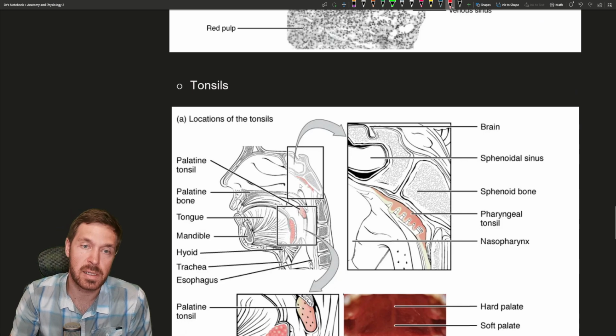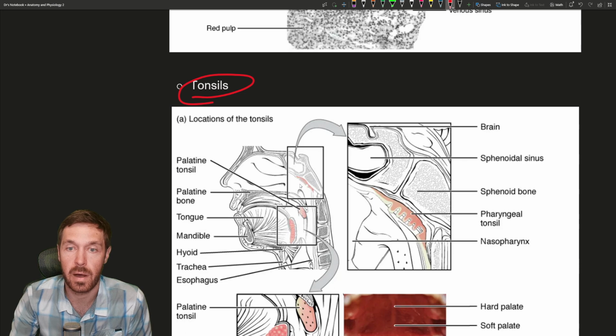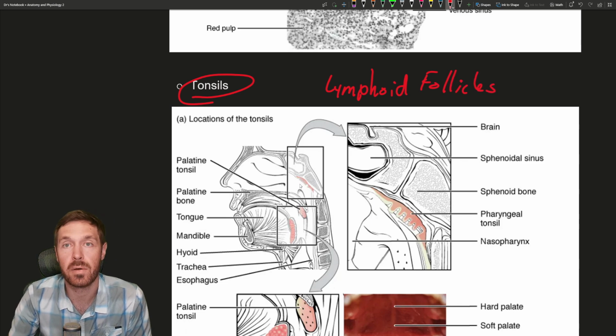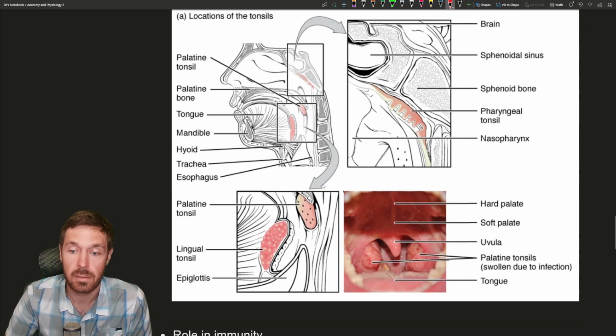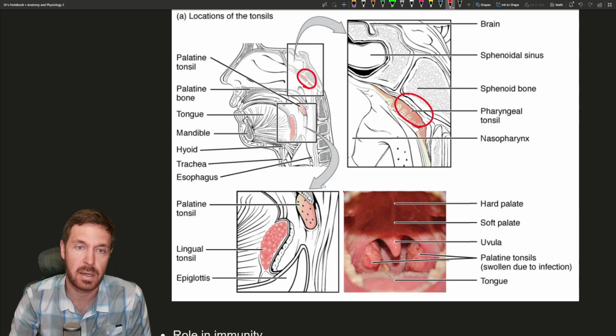Tonsils are similar. Tonsils are also little aggregates of lymphoid follicles. These lymphoid follicles are just collections of those germinal centers and areas where lymphatic cells can collect. So you have a couple of different tonsils. Here are your pharyngeal tonsils located back here. These ones are your palatine tonsils. And then down here, these ones right here are your lingual tonsils.